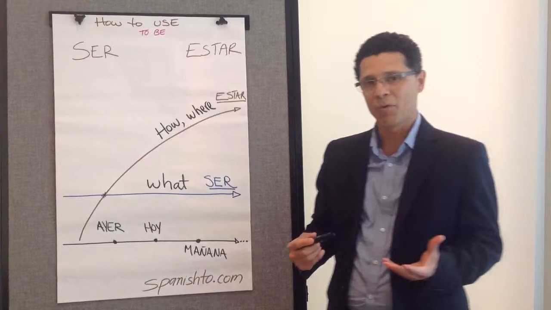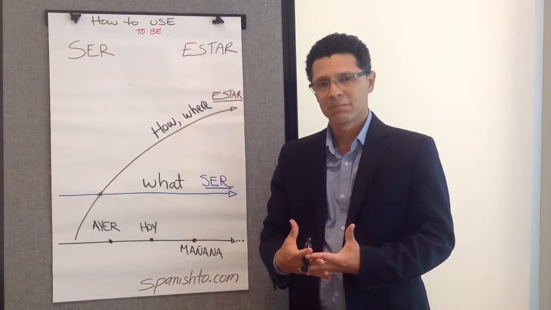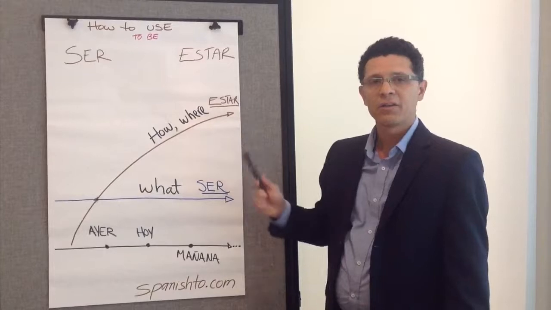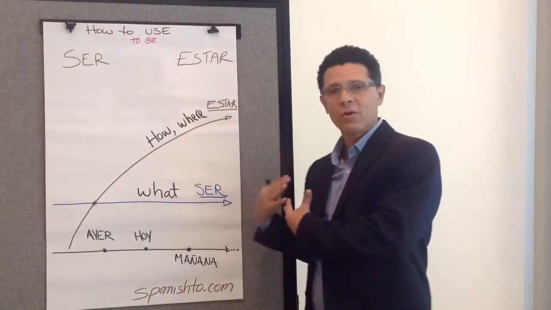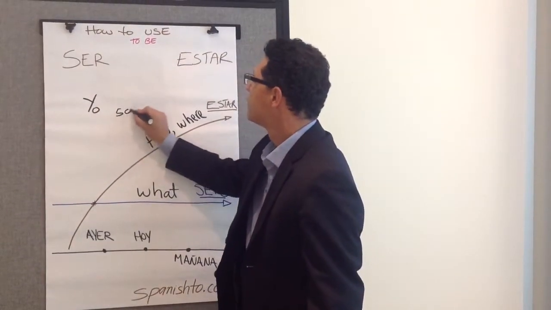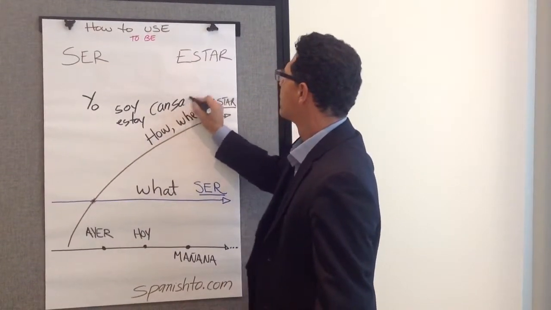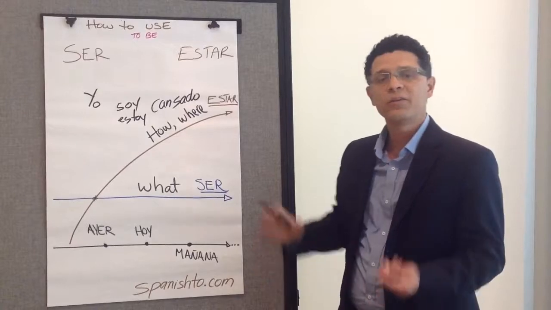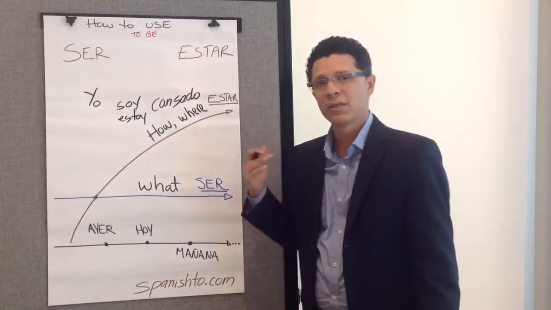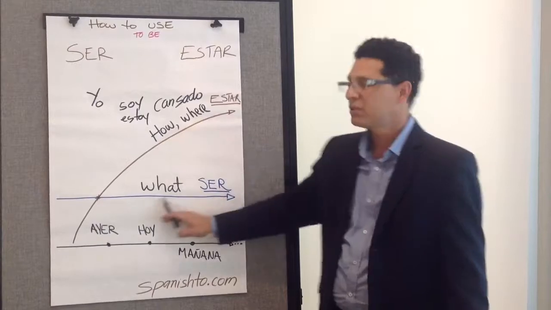So let's use an example. If you want to say that you are tired, are you going to say ser or estar? Are you going to say yo soy cansado or yo estoy cansado? So let me write that down for you. Okay, is it going to be yo soy cansado or yo estoy cansado? So you have to think in Spanish, and you will be in this intersection now. Is it going to be how or where, or is it going to be what?